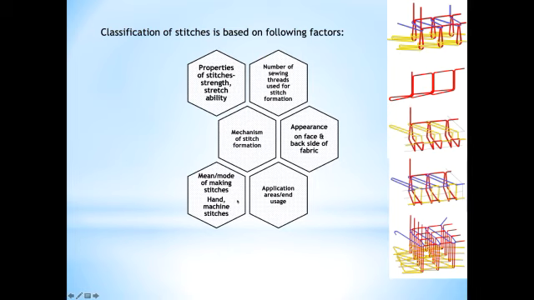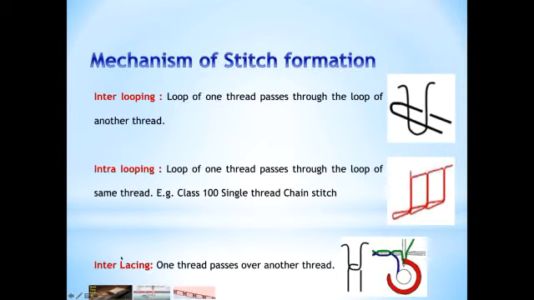Hand stitches are those stitches which are basically used for hemming in manual operations. Hand stitches are used for making buttonholes and for blind hemming purposes. So hand stitches are basically those which are used for manual or heirloom type of sewing operations, where we require more intricate work. Having discussed the classification factors, how the stitches are divided into different classes, now we come to the mechanism of stitch formation.